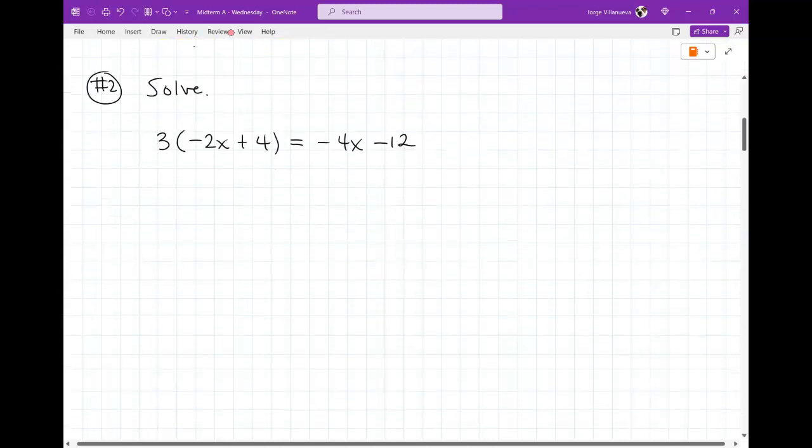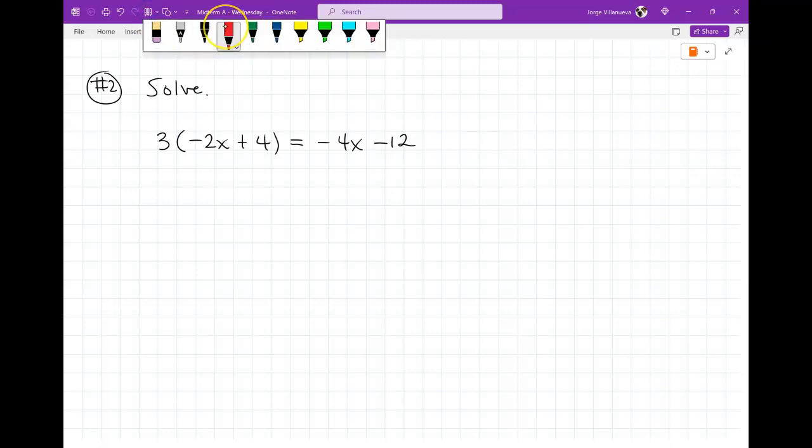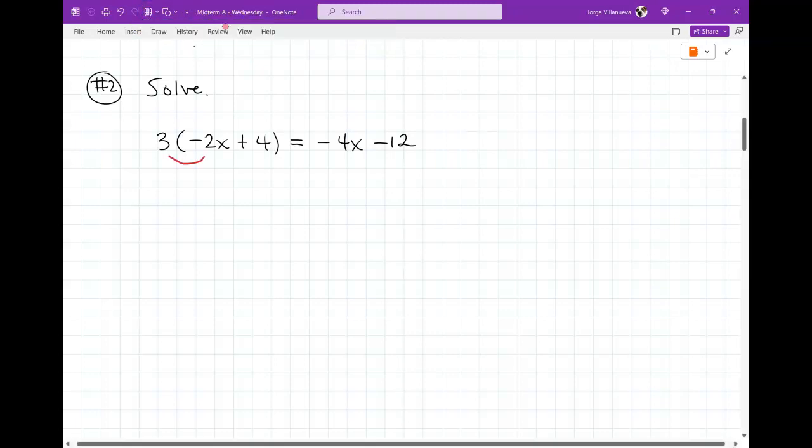So here's the next one. We're going to be solving. Now this is very similar to the one we just did, but we are solving. So again, you can tell the difference. There is an equal sign here, so that's why solve instead of simplify. So let's go ahead and multiply this out. I'm just going to distribute. I'm just drawing the lines under.